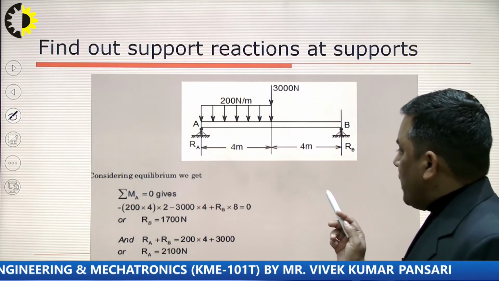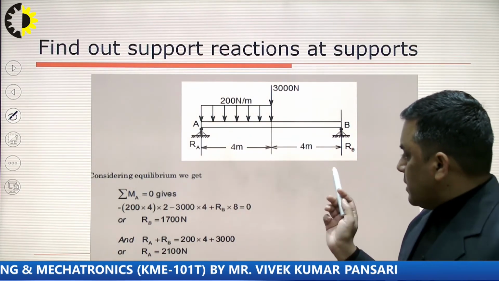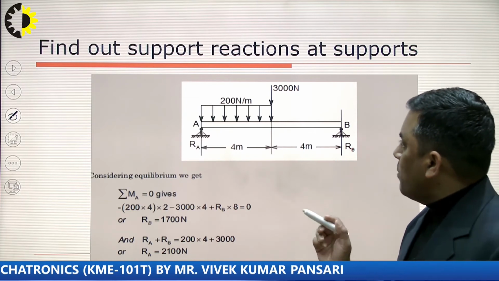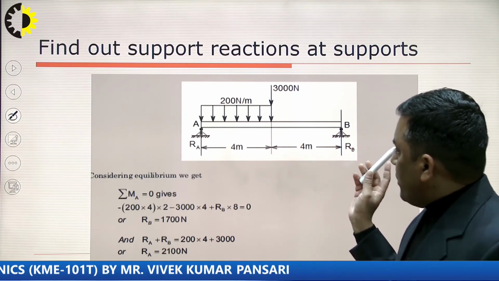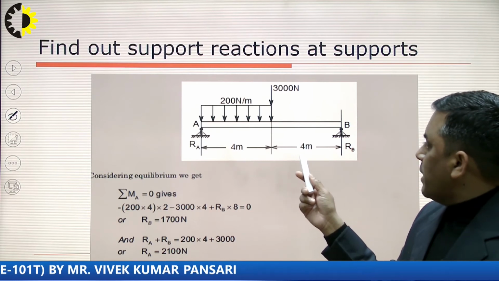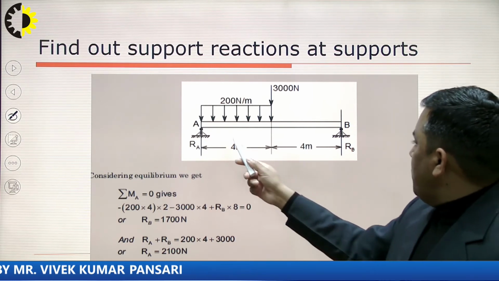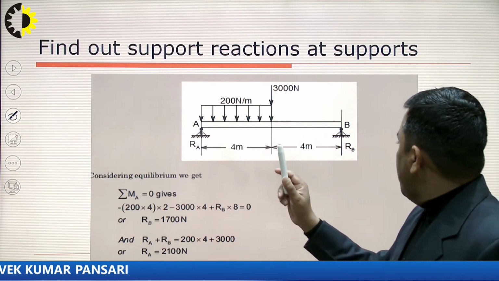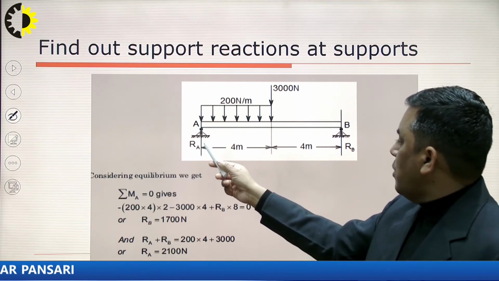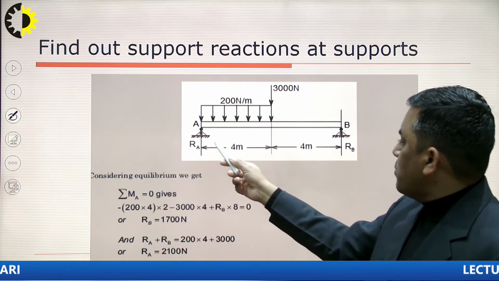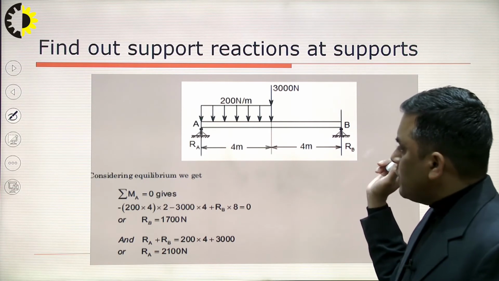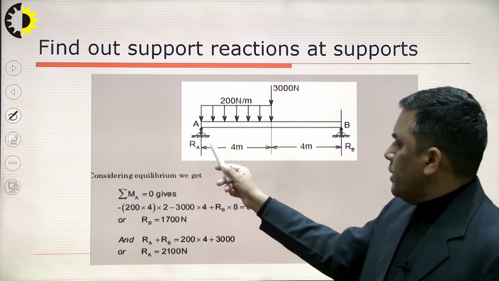Now, to make things clearer, it is necessary to work through a problem for finding the support reactions. Here we can see one simple example. A beam AB is supported on hinge supports at point A and at point B. It is supported in this manner.